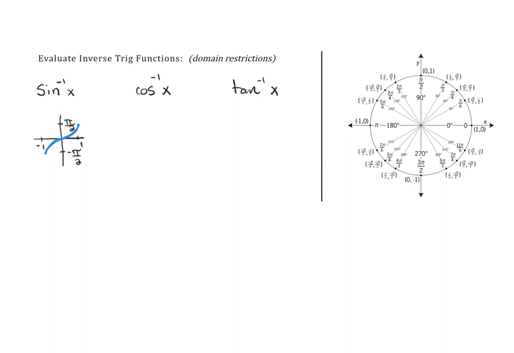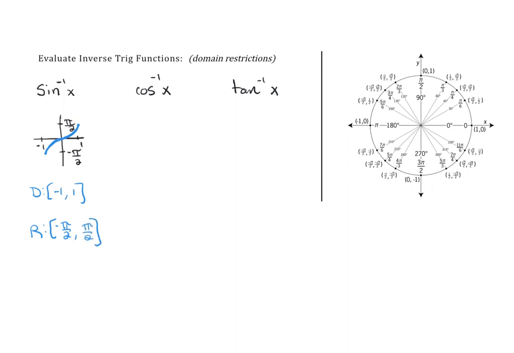Okay, so now to summarize, here I have inverse sine, and here was what the graph looked like. So the domain is from negative 1 to 1, and now the range is negative pi over 2 to pi over 2.